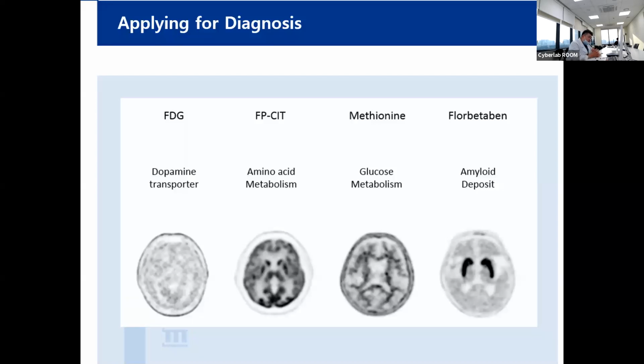This slide shows wrong information, and so I will revise the slides and send a PowerPoint file. Sorry for that.